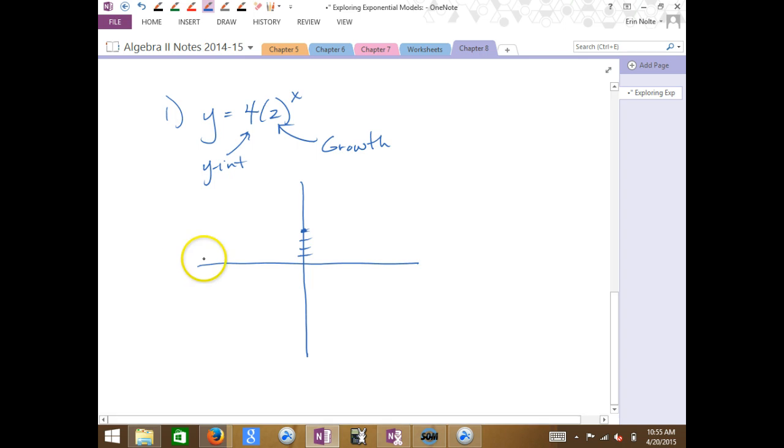Now how do I draw a growth? What does it look like? Like a plane taking off. Okay, fair enough. Good.